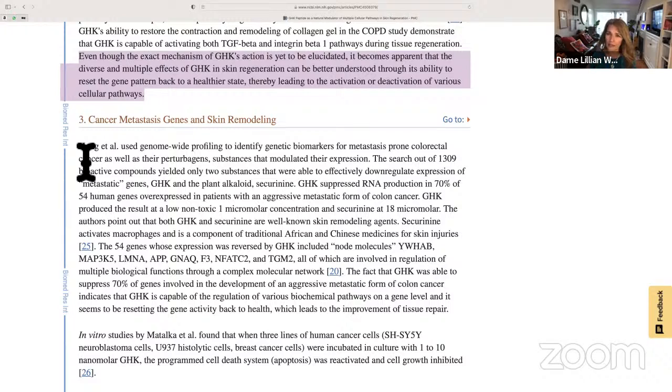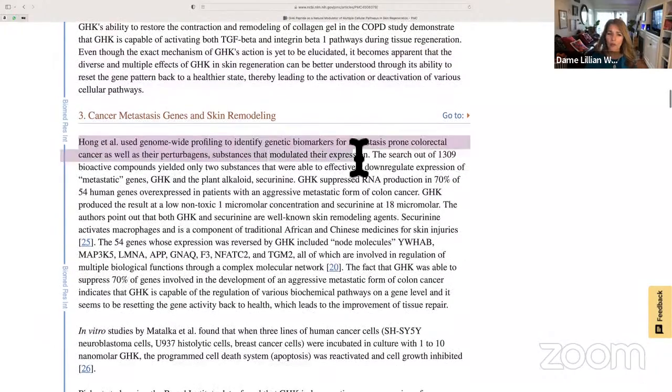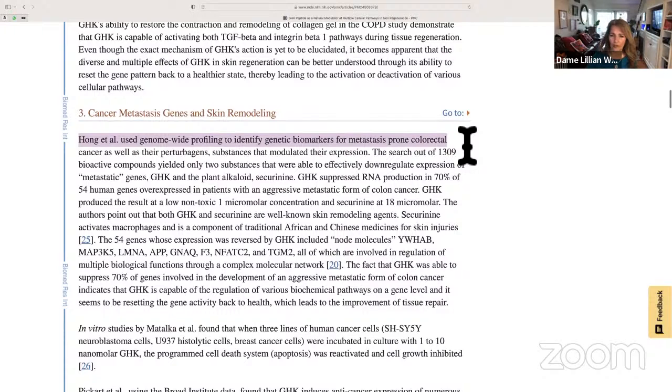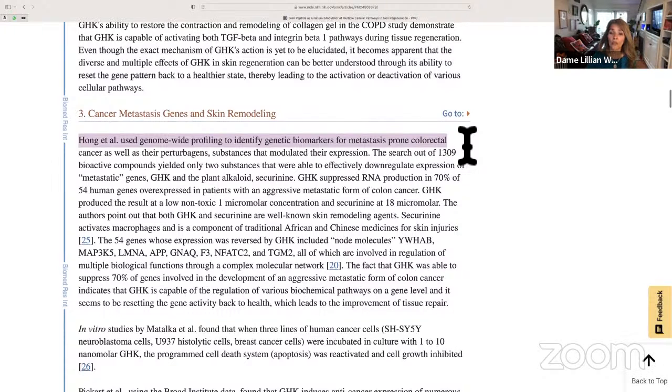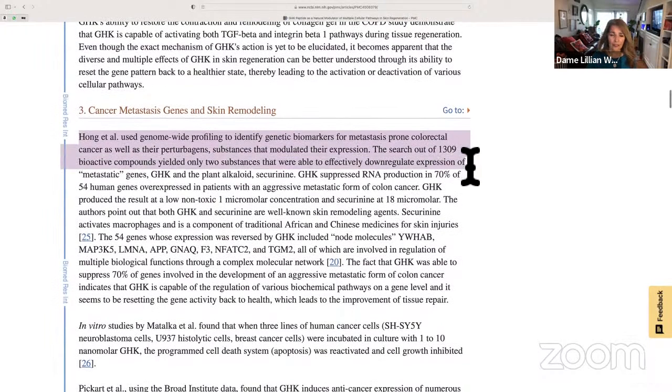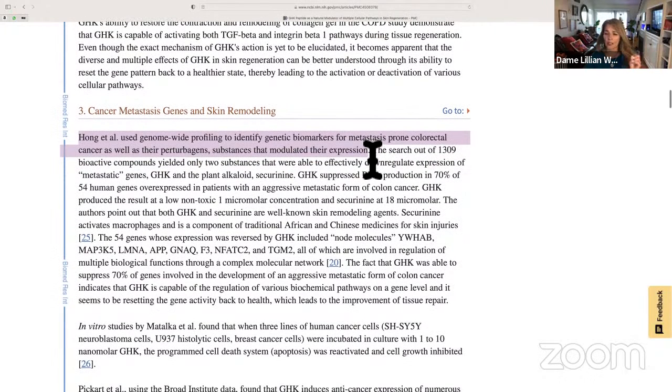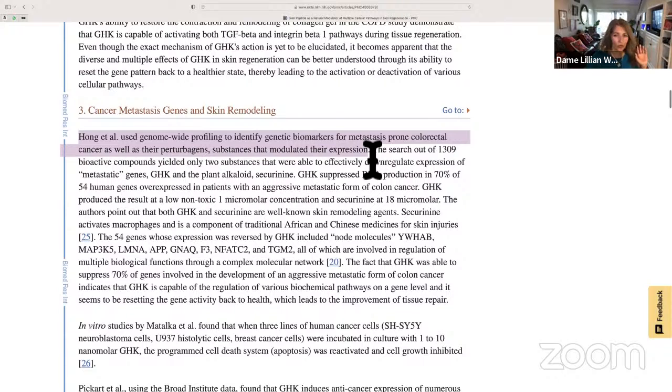It's all of that is skin tissue. Okay. So it talks here about Hong et al. Used a genome-wide profiling to identify genetic biomarkers for metastasis-prone colorectal cancer, as well as perturbagens and substances that modulate their expression. Okay, so it's talking about specific colorectal, basically cancer of the colon.